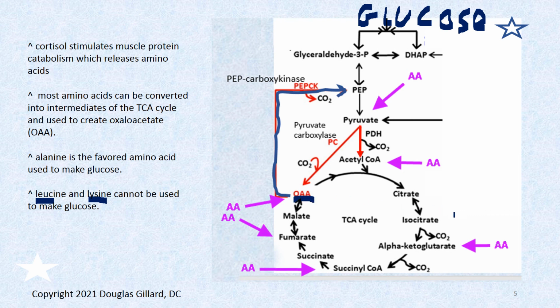oxaloacetate. But notice these amino acids, and we won't worry about the enzymes or how this happens, but they can be converted into alpha-ketoglutarate. And there's a group of amino acids, probably five or six of them, that can be converted into succinyl-CoA. And more of them can be converted into fumarate, and then some into oxaloacetate itself. And then there are others that can be converted into acetyl-CoA. And there's a couple of them that can be converted right into pyruvate. So that's the deal. But the key is right here. The goal is to become oxaloacetate. That's the end product of the TCA cycle.